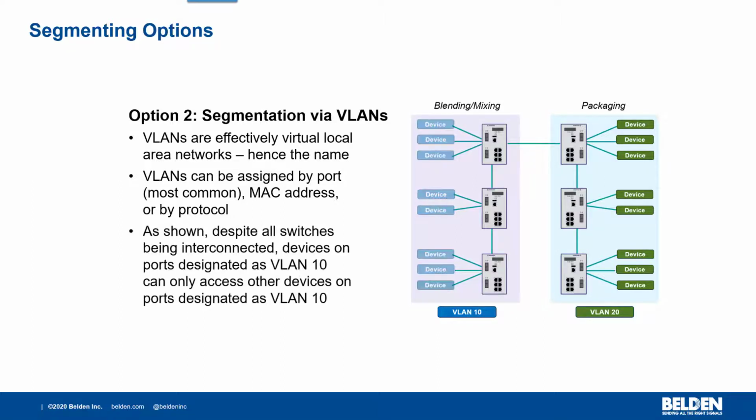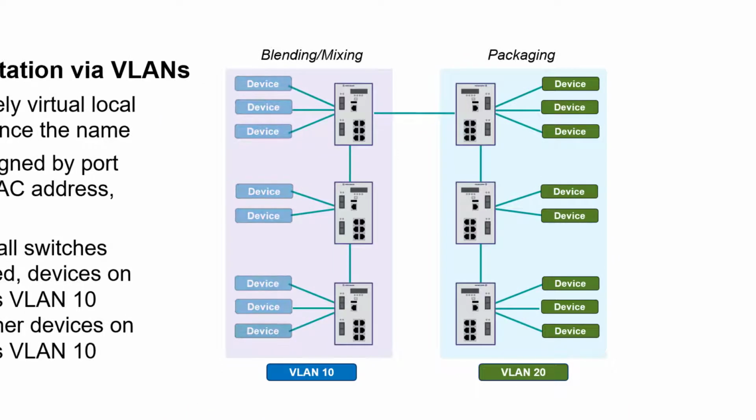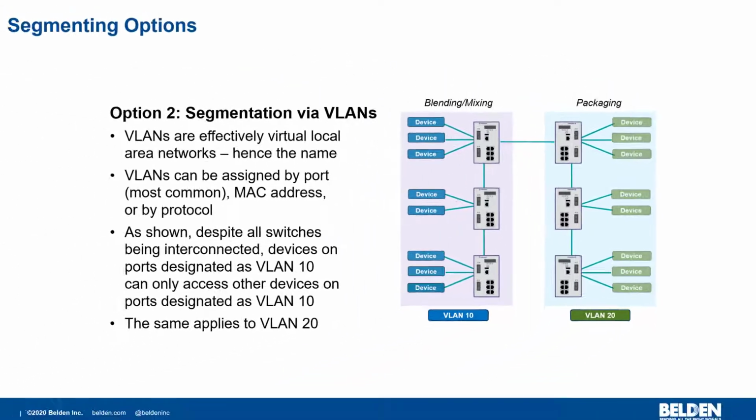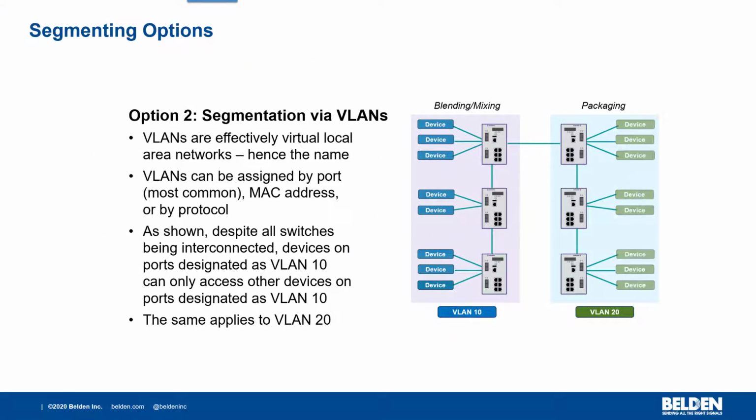In the example, all devices connected to ports designated as VLAN 10 can communicate amongst themselves, and only amongst themselves. The same applies for all devices connected to ports designated as VLAN 20. Broadcasts and multicasts cannot cross VLANs in a layer 2 network. And obviously these port designations can be anywhere on the network, as long as the respective VLAN tags are preserved or tagged from one switch to the next across the network.